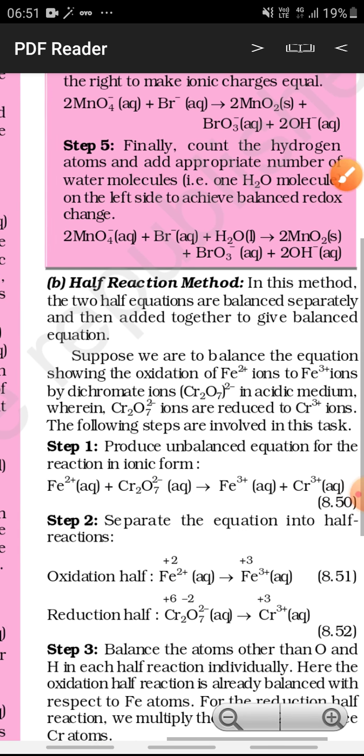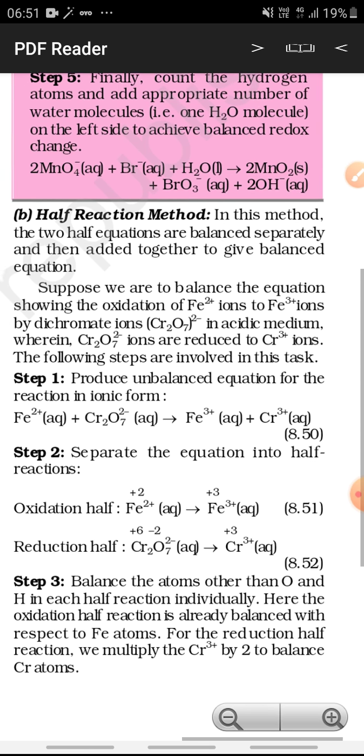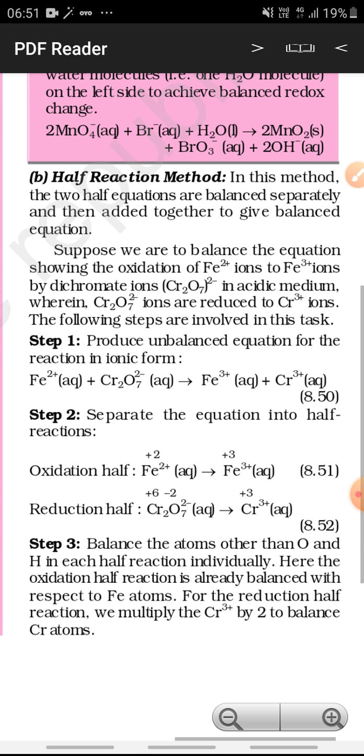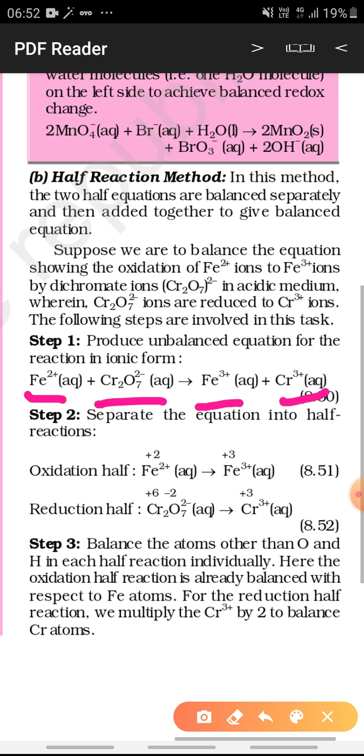Now next is the half reaction method. To balance a reaction with the half reaction method, there are certain steps. In the first step, for example, we are balancing this equation. Suppose it is Fe2 positive reacts with Cr2O7 2 negative, which gives Fe3 positive and Cr3 positive. We divide the equation into 2 equal halves, oxidation half and reduction half.